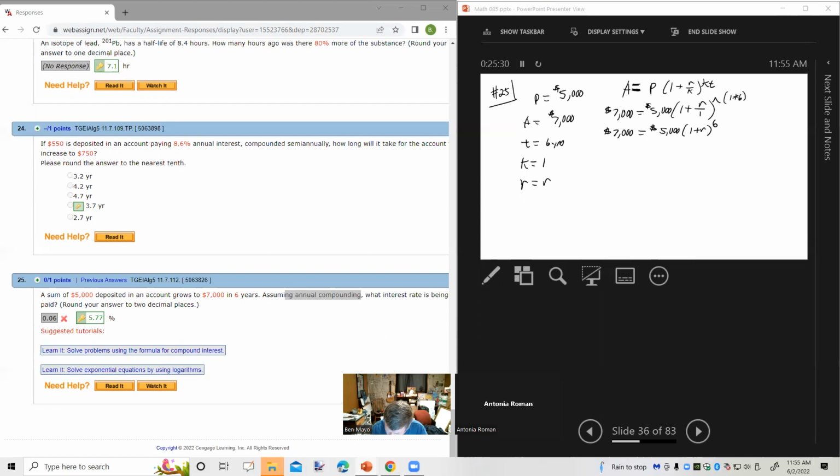However, that $5,000 out in front kind of messes this up because it's not part of the exponential expression. So we're going to get rid of it by dividing. We can't subtract it out. We've got to divide it out. So I get 7/5 equals 1 plus r to the 6th power.